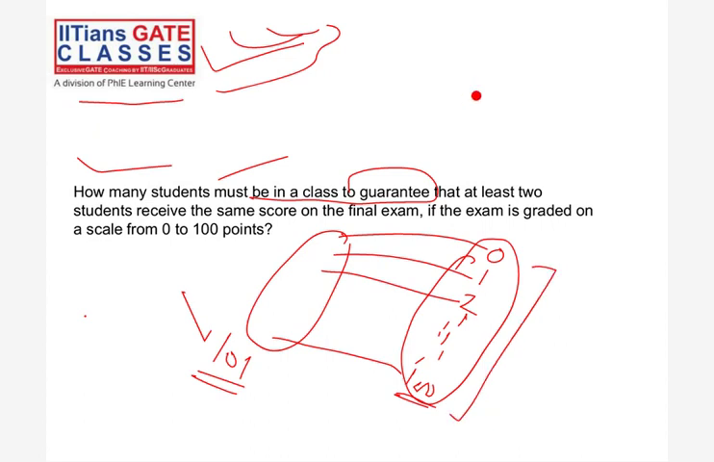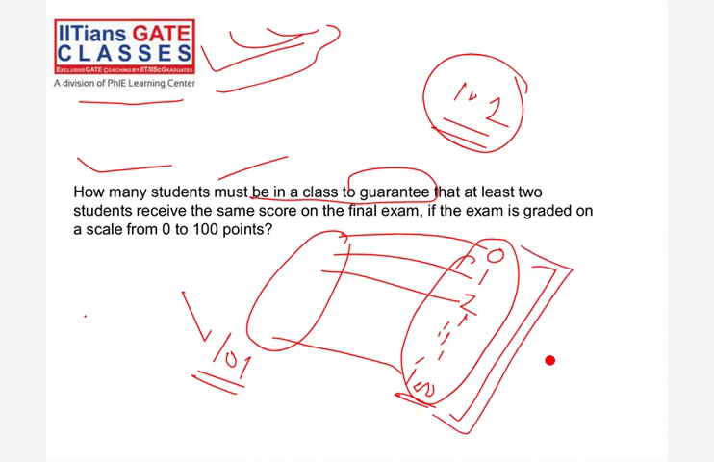But if you have 102 students in the class, then we are guaranteed to have at least two students who will score the same marks. Why? Because these marks are actually pigeonholes. These marks are actually pigeonholes.